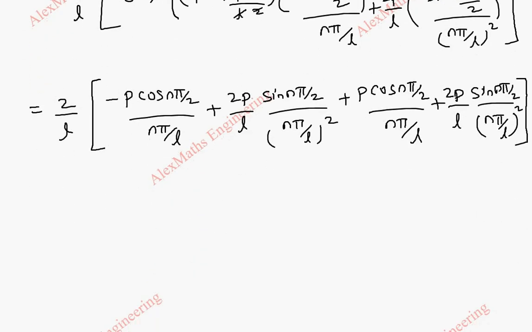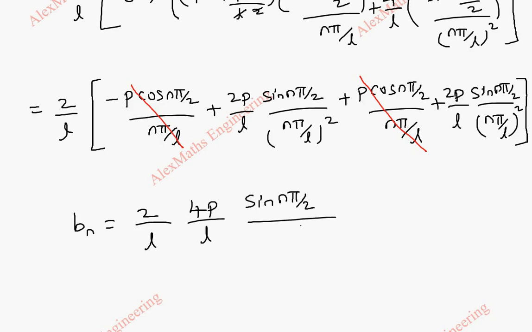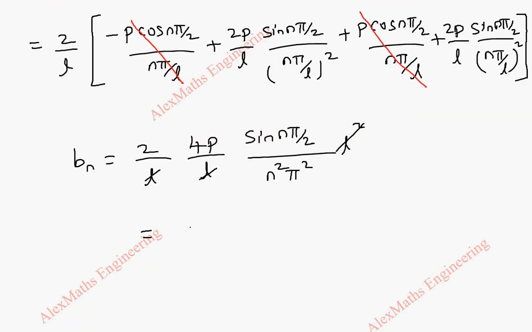Now we see these two terms, minus p cos n pi by 2 by n pi by L plus p cos n pi by 2 by n pi by L. We can cancel. Now the rest of the terms we are going to add. So 2 by L, which is 4p by L into sine n pi by 2 by n square pi square by L square. That L square we can carry to the numerator. L into L square, so we can cancel this totally. So we get 8p by n square pi square into sine n pi by 2. So we have Bn.